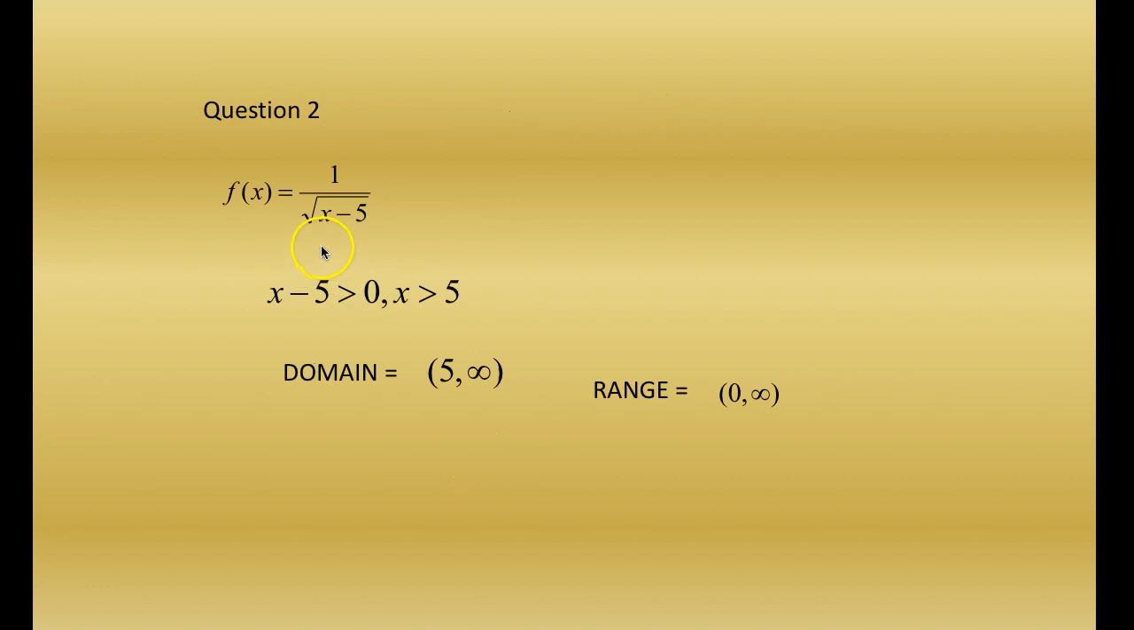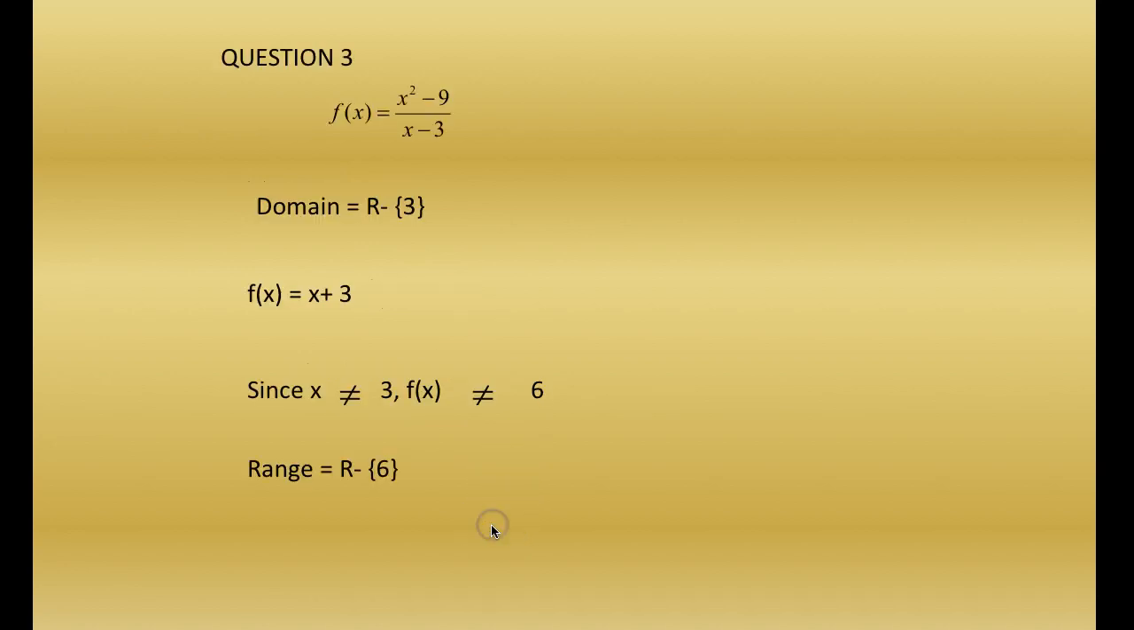Question 2. f(x) equal to 1 by root x minus 5. Here x minus 5 being in the denominator, it is greater than 0. So x is greater than 5. Because we have a strict inequality, your domain is the open interval 5 to infinity. And range would be the open interval 0 to infinity, since we cannot have 0 in the denominator. If we have 0, then you get 1 equal to 0. So range would be the open interval 0 to infinity.